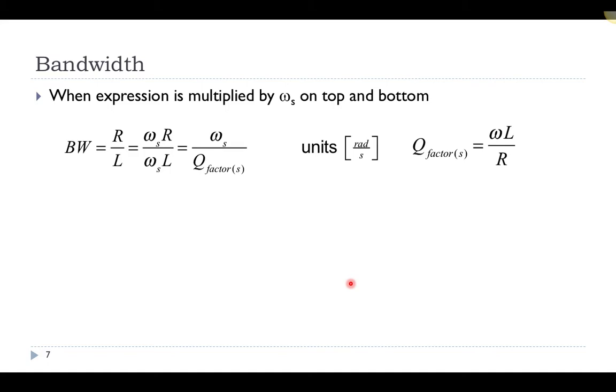It turns out that we can also write the bandwidth in terms of the quality factor. So if I multiply the top and the bottom of the expression for the bandwidth by the resonance frequency, then I can use the fact that the quality factor is the resonance frequency times the inductance over the resistance, which is basically this term here. All right, I'm kind of highlighting with my pointer here. That term there is 1 over the quality factor. So the bandwidth can also be written as the resonance frequency over the quality factor, and that would be again in radians per second.